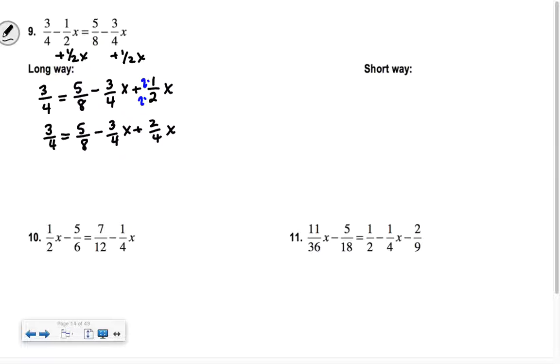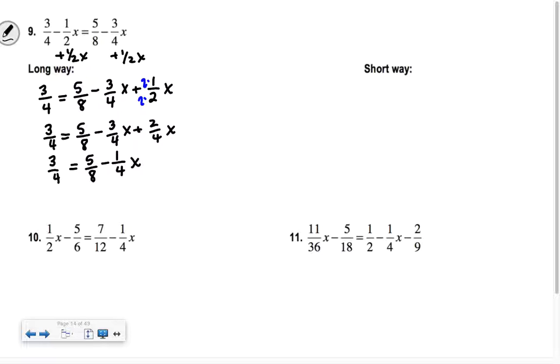So when I combine my x's, what do I get? Careful, one has a negative. Negative 1/4 x, right. So I'm going to have 5/8 minus 1/4 x equals 3/4. Now I want to subtract the 5/8 over.